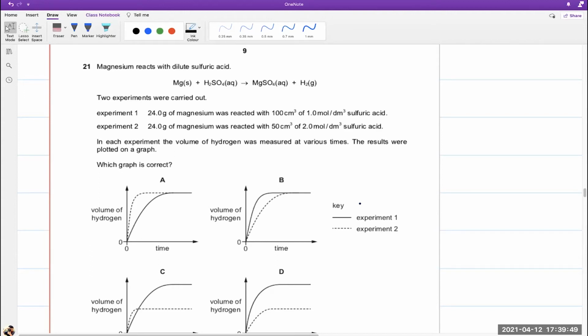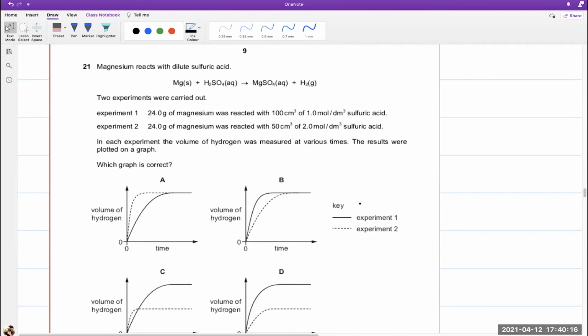Let's see. In first one, you are going to get 100 times 1. So n equals CV. You can convert 100 cm cube to dm cube if you want, but let's keep it simple. 100 times 1 and the other one is 2 times 50. The total amount is still the same, roughly the same. In fact, exactly the same. So the amount of gas produced won't change. So D can't be it, C can't be it because the number of particles is the same.